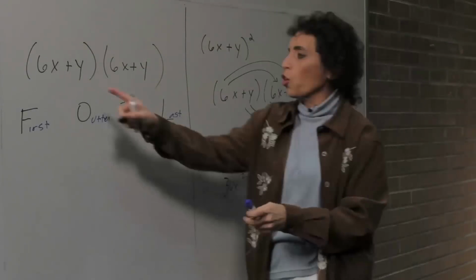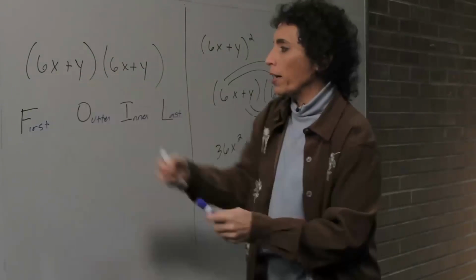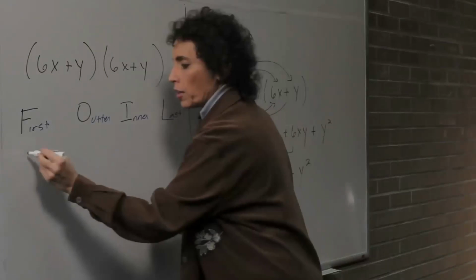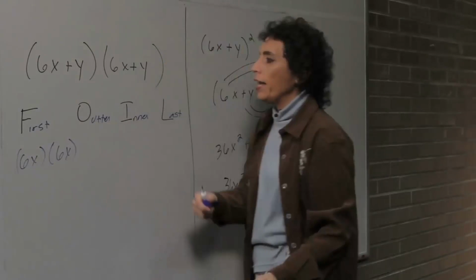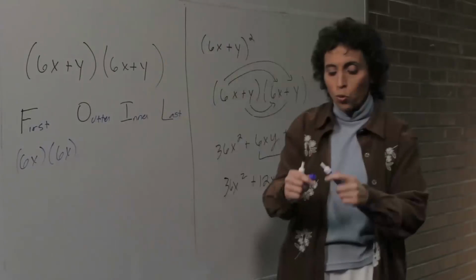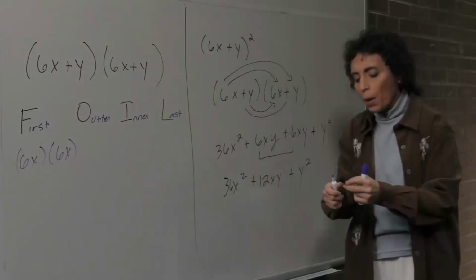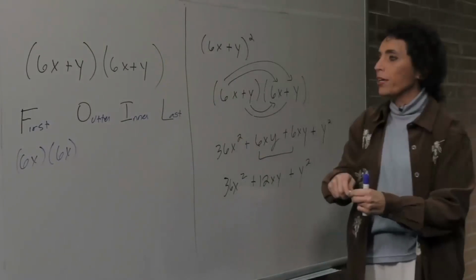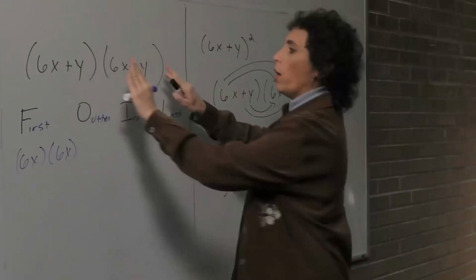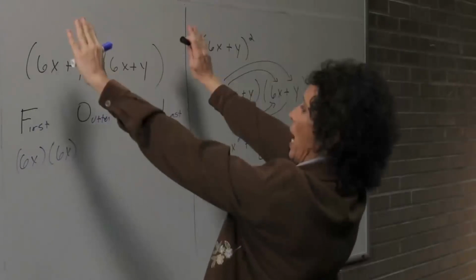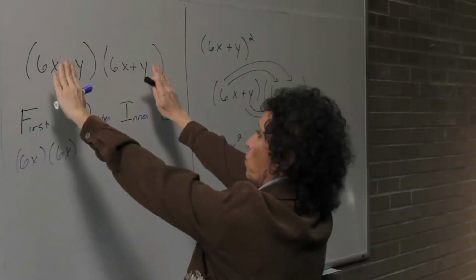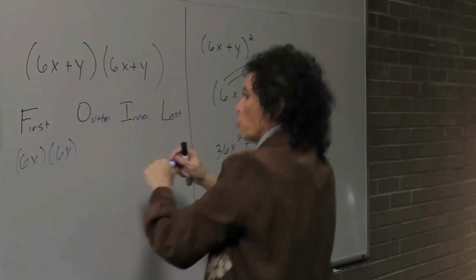Take the first term in every single binomial and multiply that out. So that's 6x times 6x. Then take your outer terms. Now this is where I goofed. This is where I never picked the right terms, because the outer terms to me was the out here. That's not the outer terms. The outer terms are the outer terms. So it's right here. So 6x times positive y.